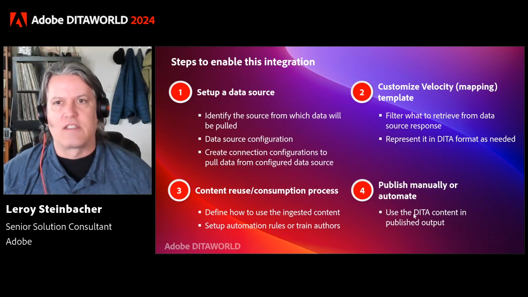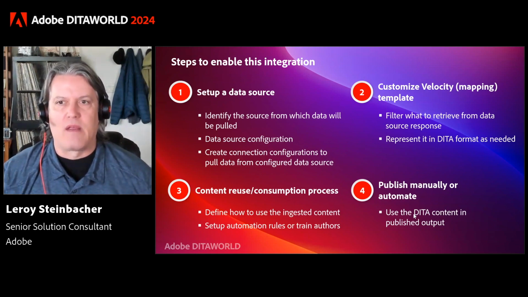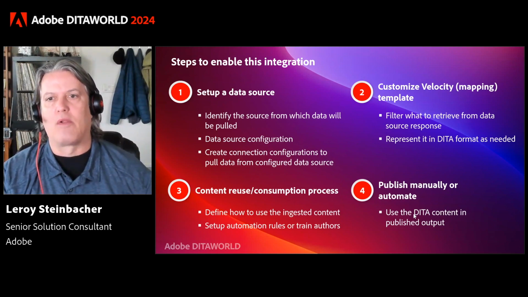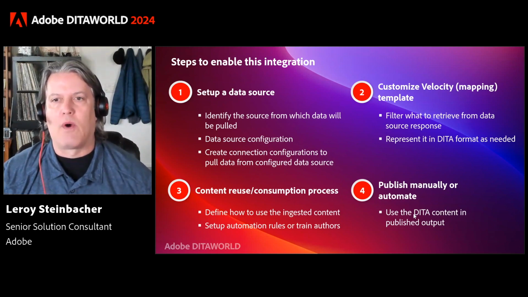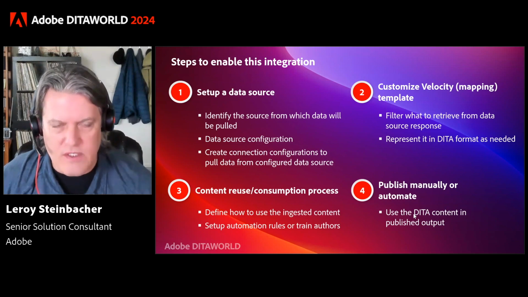The next section is customize a velocity template, and that essentially is the mapping. It's a filter that will say, okay, from this table, what is it that we want to pull into our content, and how do we want to represent that as data elements within our source files. And then the third step, content reuse and the consumption process. So you want to define how to use this ingested content.